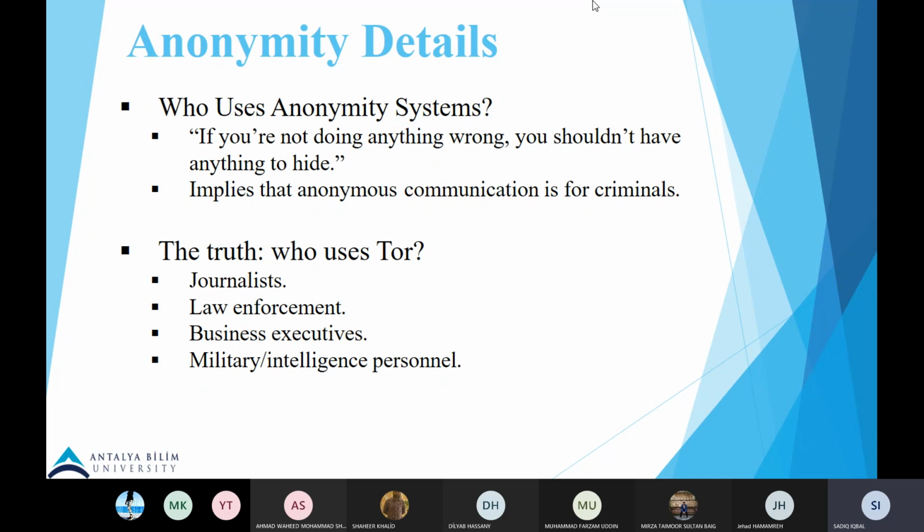Anonymity implies that anonymous communication is for criminals, but no, this is not the fact. The truth is, who uses this anonymity? Tor is used by journalists, law enforcement agencies, business executives, and military intelligence personnel. They use these approaches.